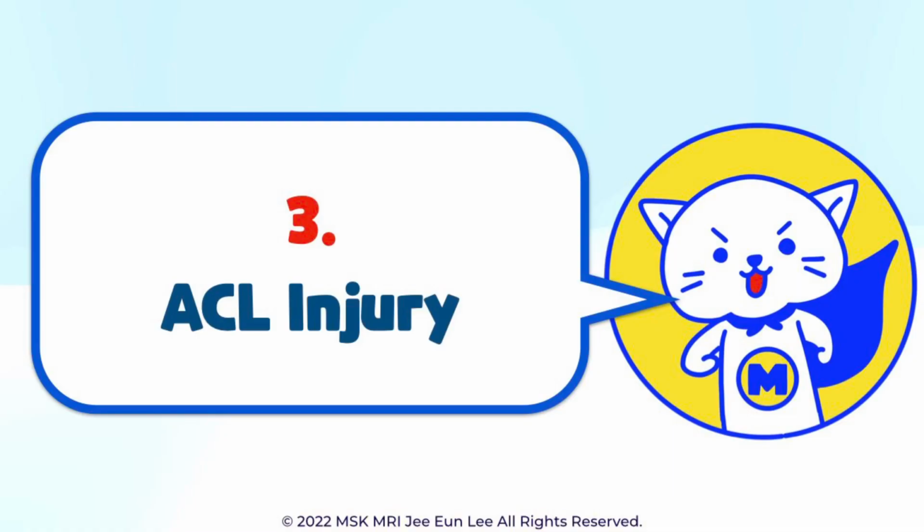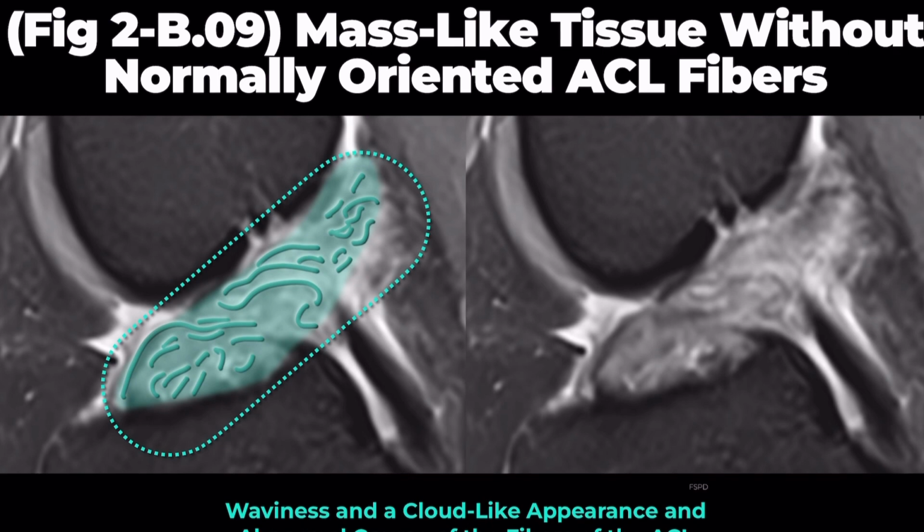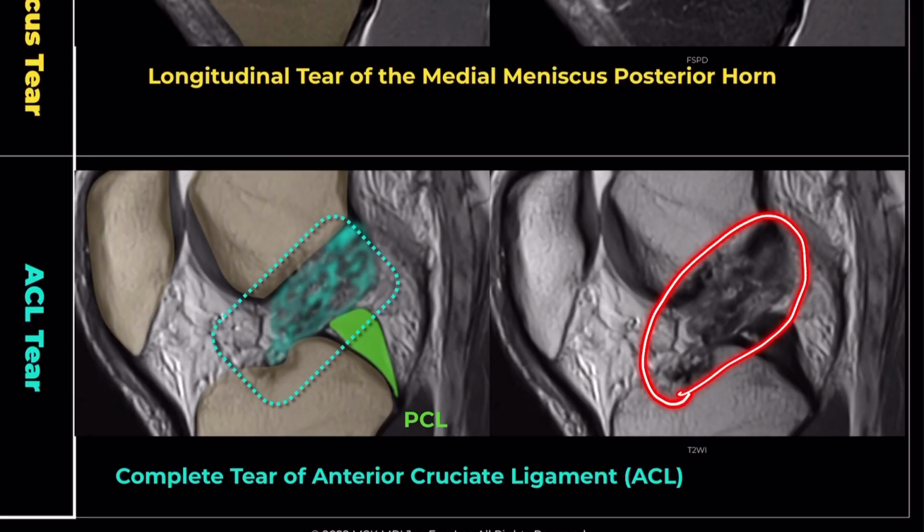ACL injury. Finally, the ACL injury is evident on MRI by an irregular, cloud-like area of high signal intensity within the ACL substance. The ligament's normal striated fiber appearance is no longer visible, indicating a complete tear.